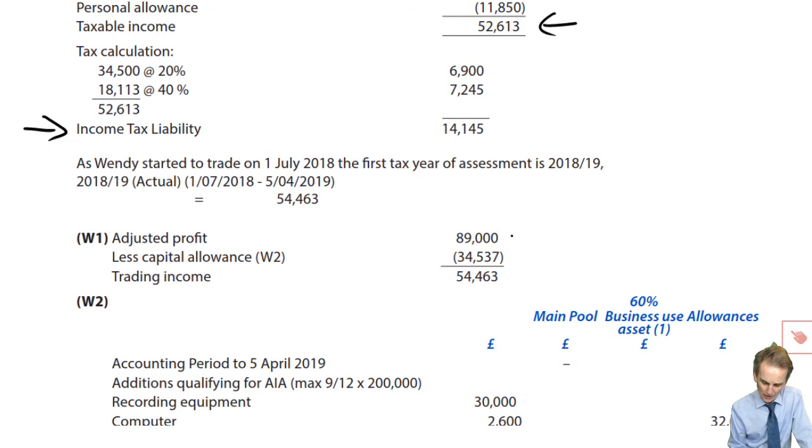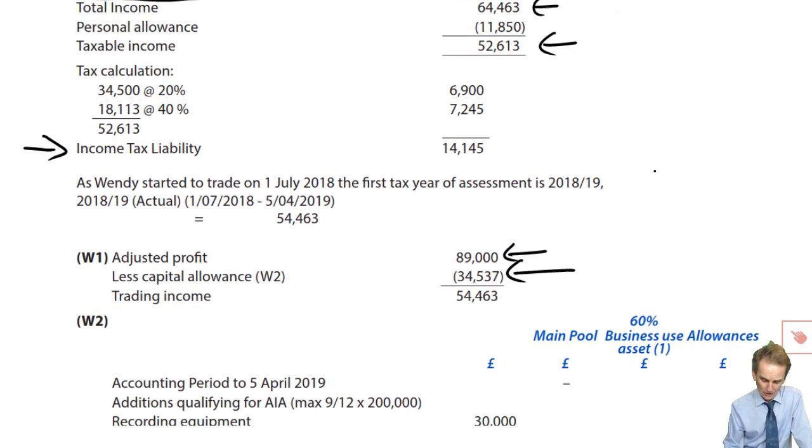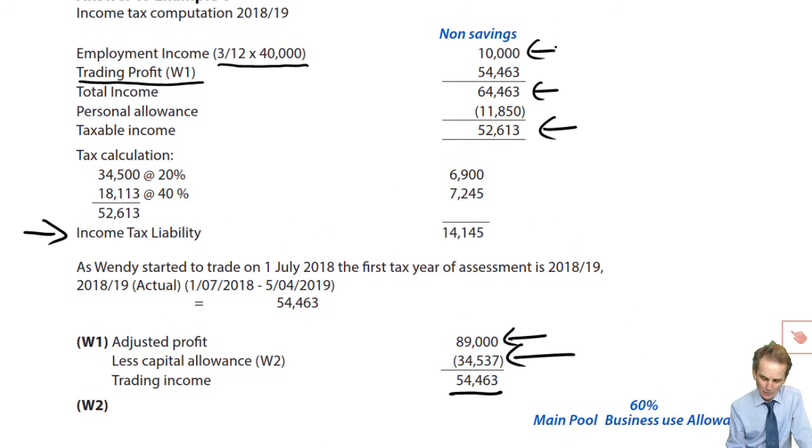Now, working one shows us the given figure in the question, the adjusted profit. So the missing piece of the jigsaw here was the capital allowance figure that needed to be computed. And for that, we needed to put together the full capital allowances computation. Now, once we got it, assuming my calculations are correct, that figure then goes up to the income tax computation. We add it to our employment income. We get total income, which is the same here as net income. Take away the personal allowance and get taxable income.